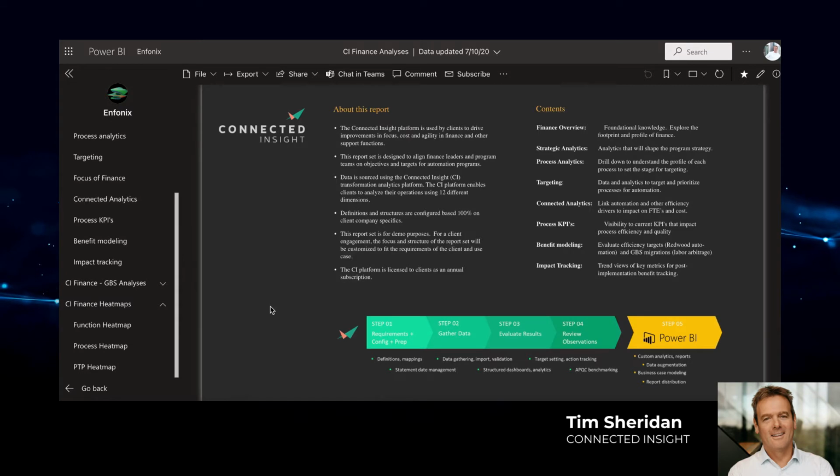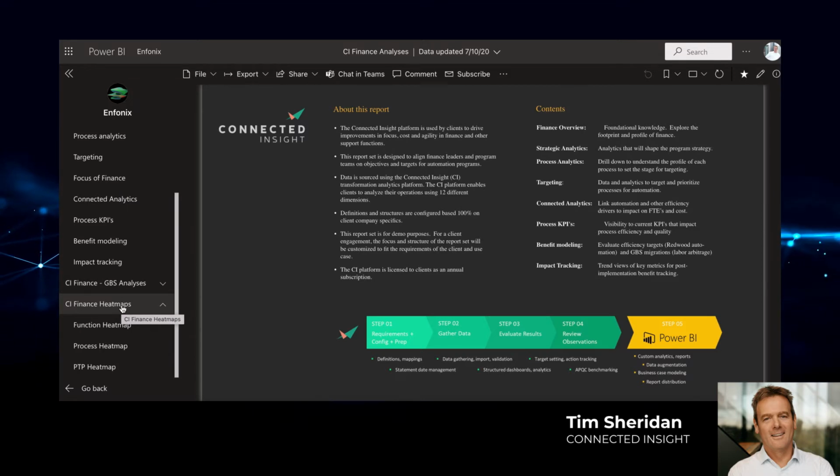Our first use case is enterprise transformation. So we'll walk through a few dashboards that companies have used to set targets and evaluate processes and organizations and define some priorities. So the first dashboard I'll scroll down to here is called Finance Heat Map. So this is our demo system.